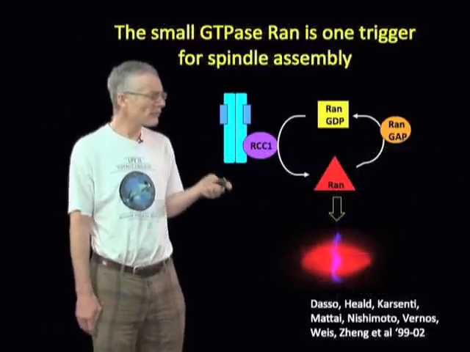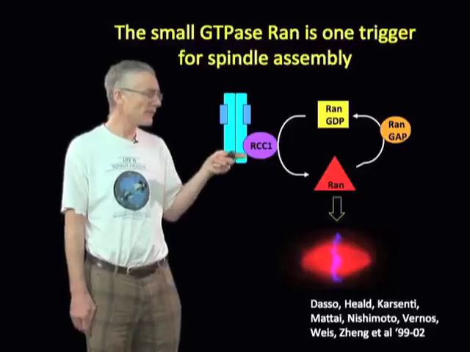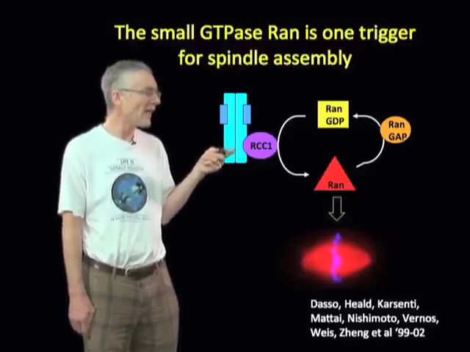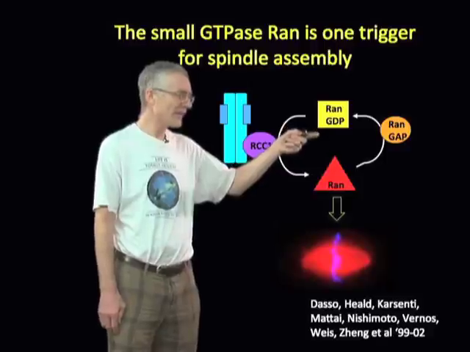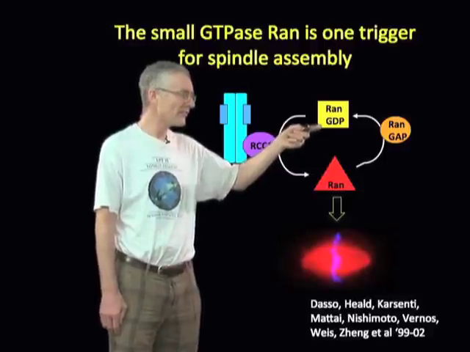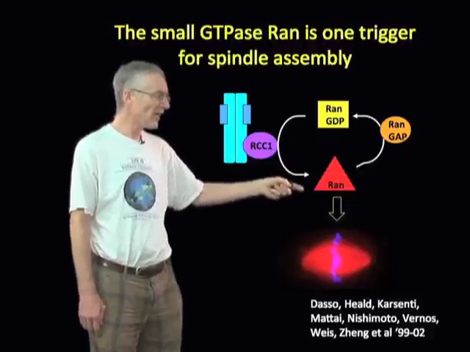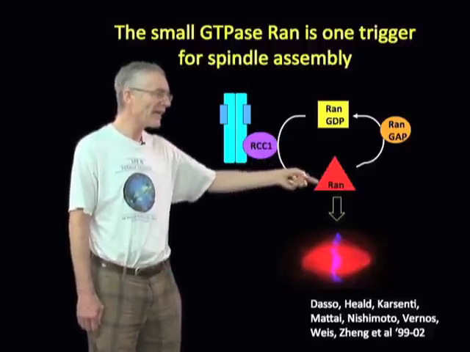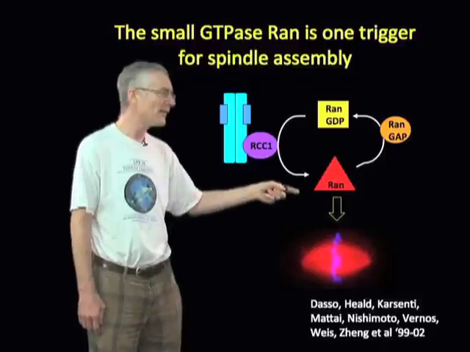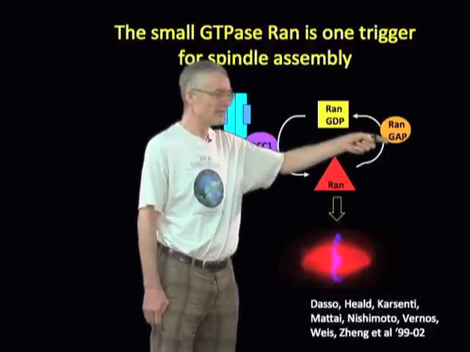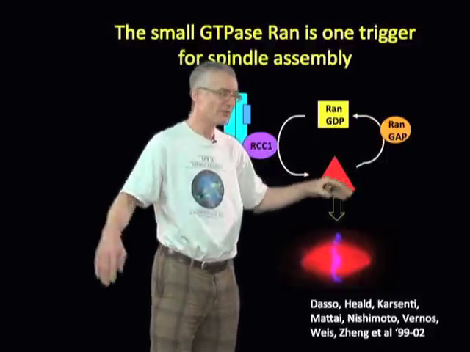Here's a cartoon of the Ran system. The GTP exchange factor is localized on DNA. Ran.GDP, that's the inactive form of this small GTPase, then is switched catalytically. GDP is exchanged for GTP by RCC1. This is the active factor that triggers spindle assembly. Then the Ran.GTP is converted back to Ran.GDP by a GTPase activating protein that's global.